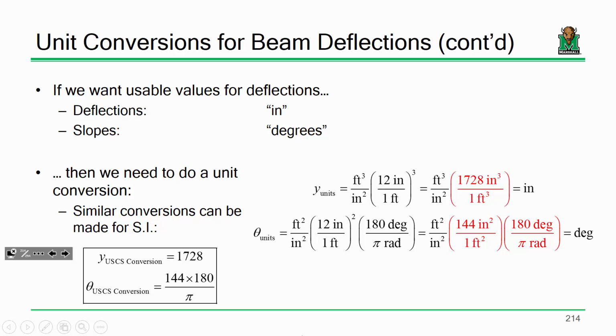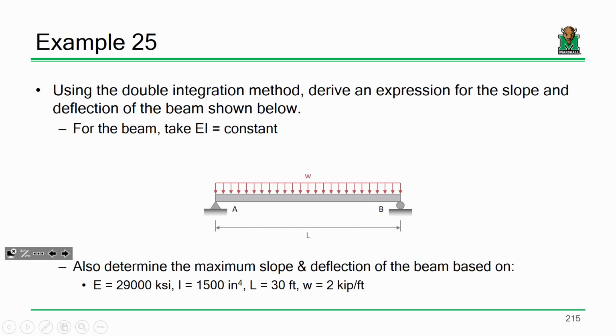For rotation, we're not left with a cubic foot, we're left with a square foot. So instead of multiplying by 1728, we multiply by 144. But that'll generate an answer that's in radians. If you want a more manageable number in degrees, you've got to multiply by 180 over pi. So here's your deflection unit conversion, and there's your rotation unit conversion. Everybody okay with this? I know it's been a little while since we did this. I thought, what the heck, it's probably worth a couple minutes to recap.